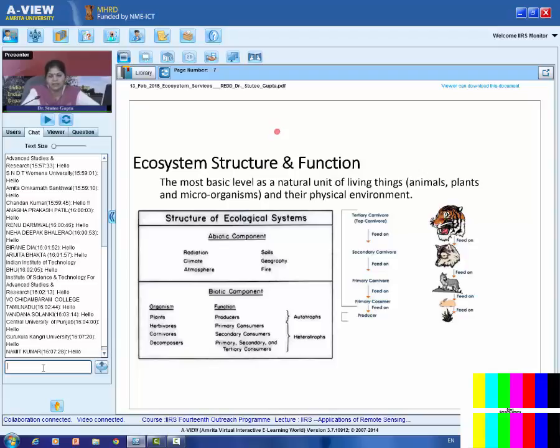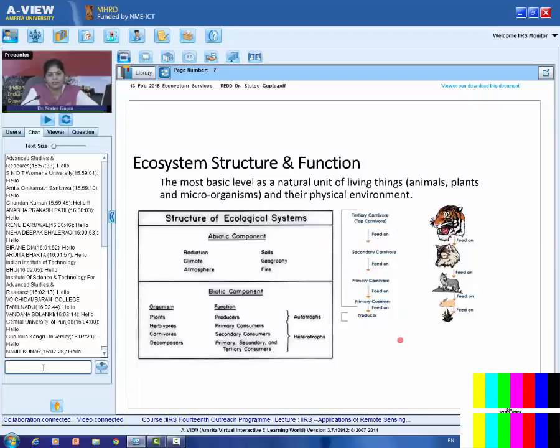There are again biotic components as well as abiotic components in an ecosystem, which we all know. And then there are the various levels in the trophic structure, which starts from the autotrophs to heterotrophs. Among the autotrophs, there are the plants, and then there are the various levels of heterotrophs. So this constitutes the basic primary structure as well as the function of the ecosystem.